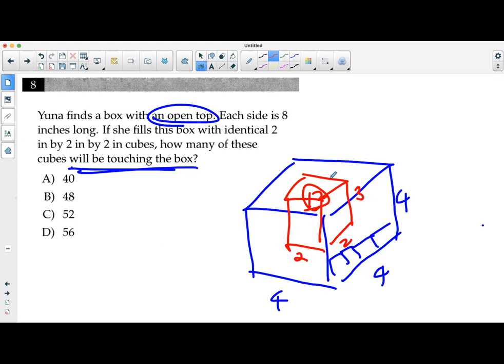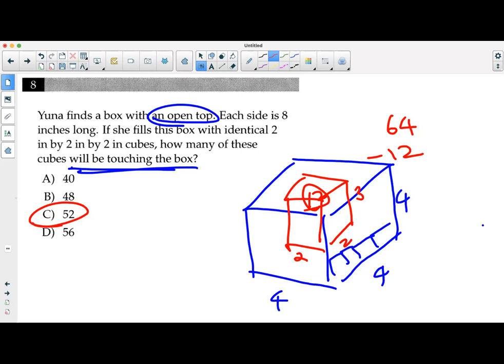But how many of them are touching the box? The total is 4 by 4 by 4, so we get 64. Out of 64, we're going to be taking out 12, because 12 are not touching the box at all. So what we end up getting is 52, which becomes our final answer.